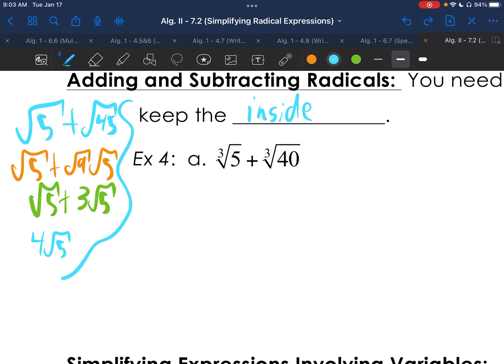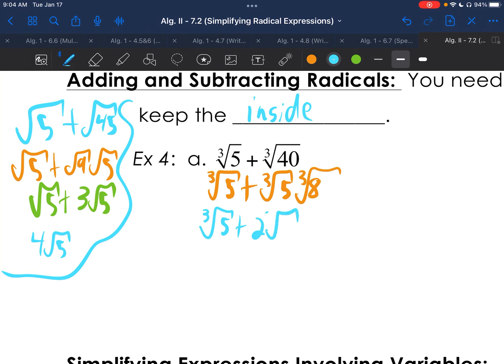And so similarly, we'll go through the same process here. We're saying, hey, the cube root of 5, well, let's see if a 5 goes into 40. And it does, and it's 5 times 8. And conveniently enough, the cube root of 8 we know is 2. So it's 2 times the cube root of 5. Now they are the same radical. So you take the imaginary 1, or the invisible 1, plus the 2, and get 3 times the cube root of 5.